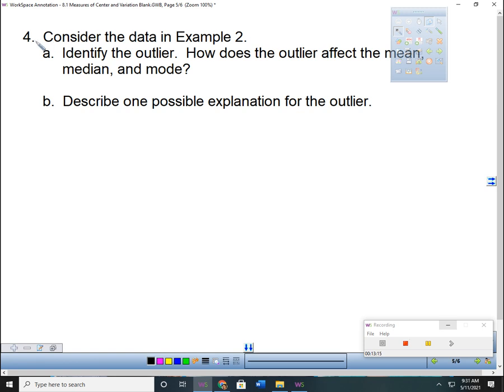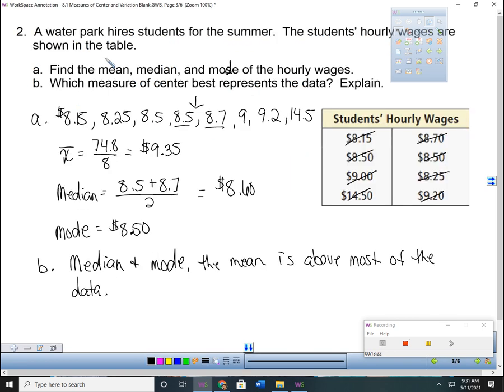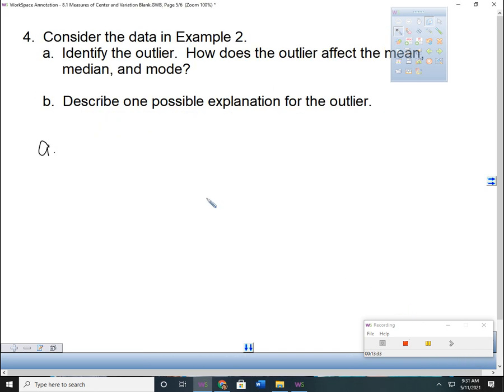All right, so number 4, we're going to consider the data in example 2. We're going to identify the outlier in example 2. If I look at all of my data set, the one that sticks out on either end would be the 1450. That is way above all my other data. So 1450 is my outlier.